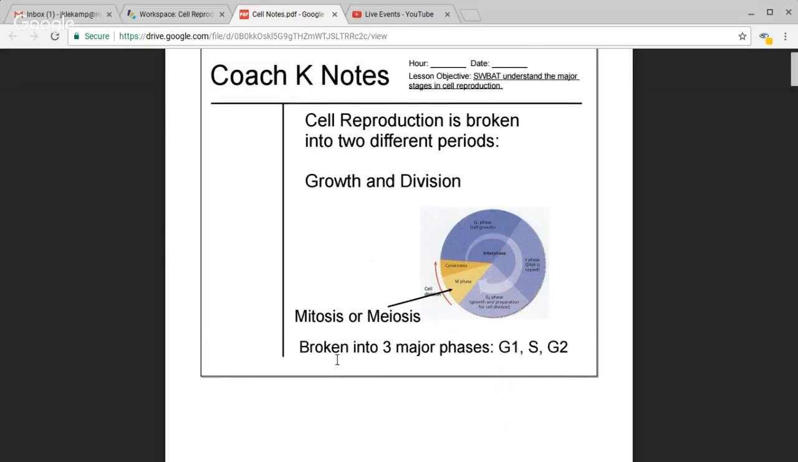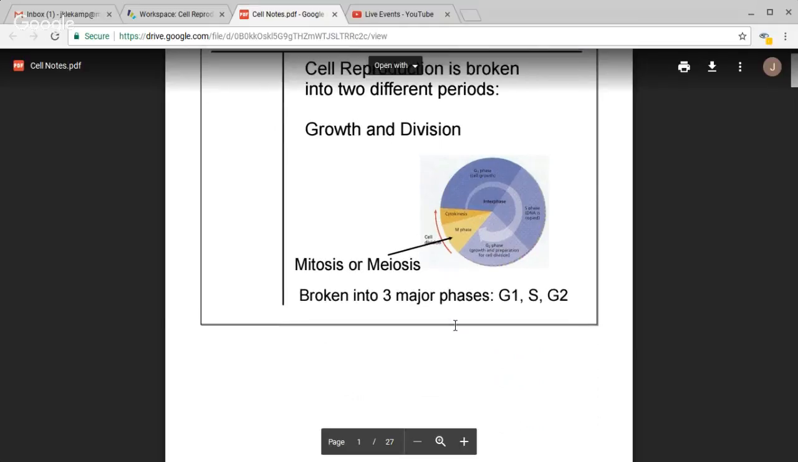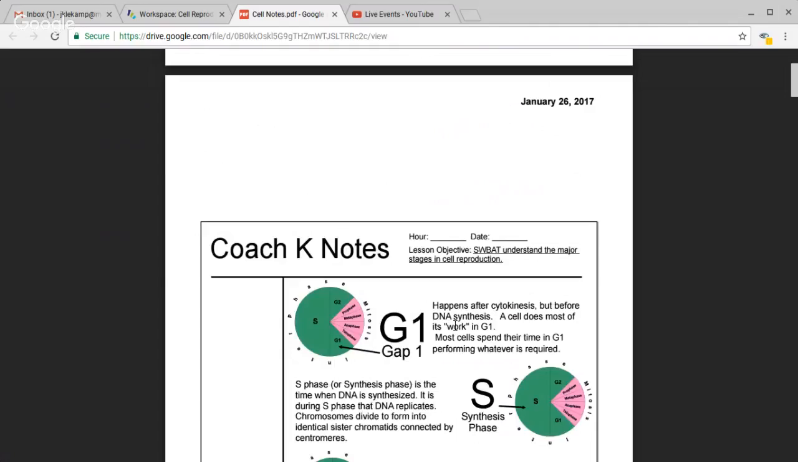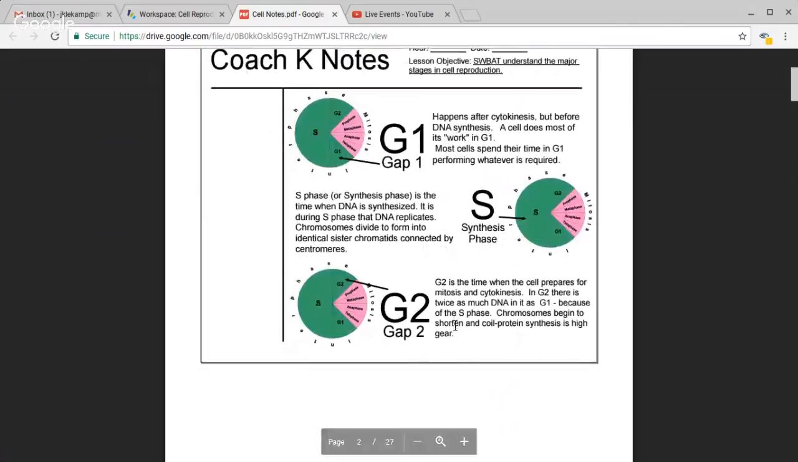The growth part can be broken up into three phases. G1, which is your major cell growth. During the S phase, or synthesis phase, that's where we have the DNA replication happening that we talked about in the DNA notes. And then G2 can be a little bit more growth, and it is also preparation for cell division. As you can see right here, the G1 or gap 1 phase happens right after cytokinesis, but before DNA synthesis.